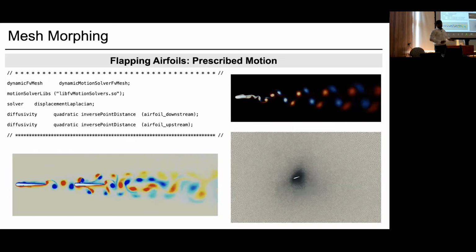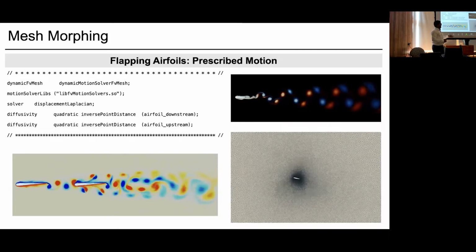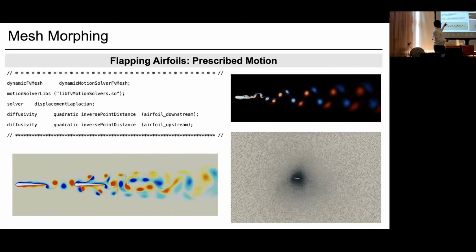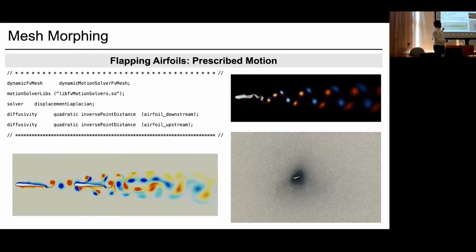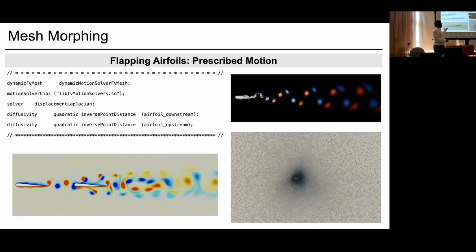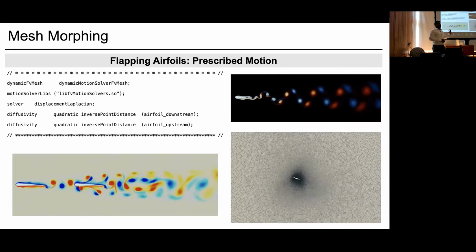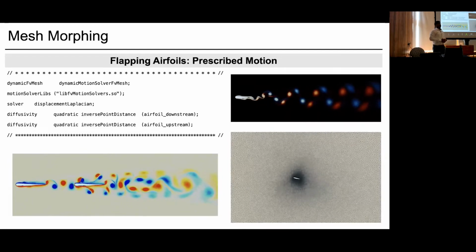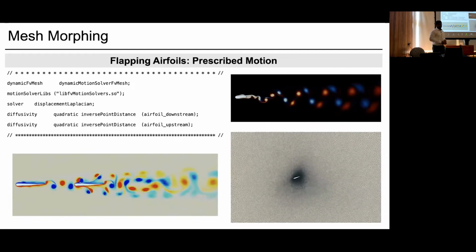This is another problem, and the last problem in mesh morphing, because I'm running out of time, is very close to my research problem from my PhD, the flapping airfoil. As you can see, it's not a different thing. I'm just showing another example where I applied inverse point distance for two airfoils, up and down, and it works pretty well. We have benchmarked it with respect to experiments, and we got a very good validation for this.